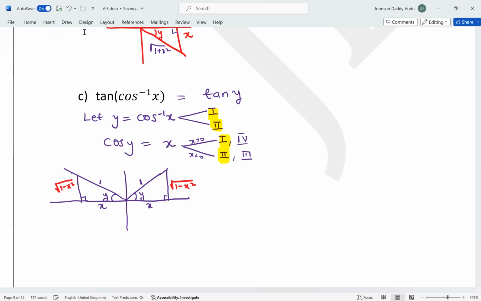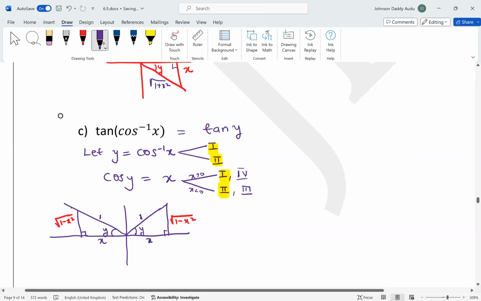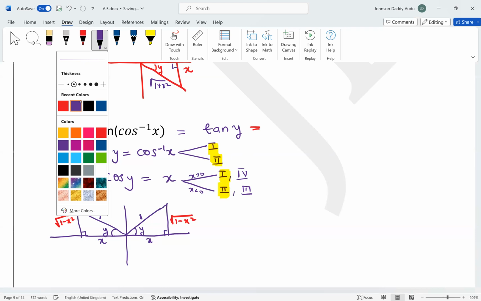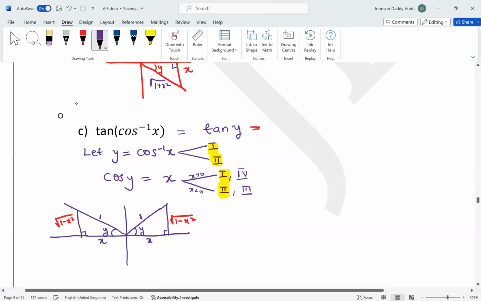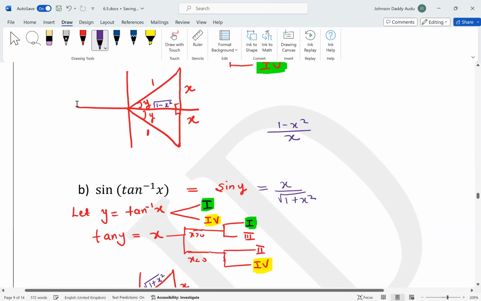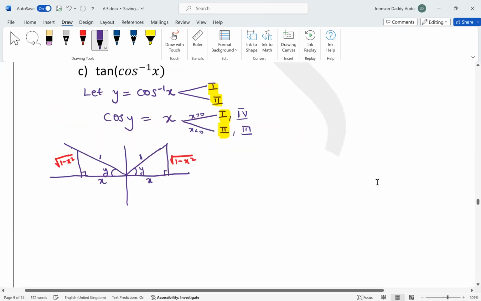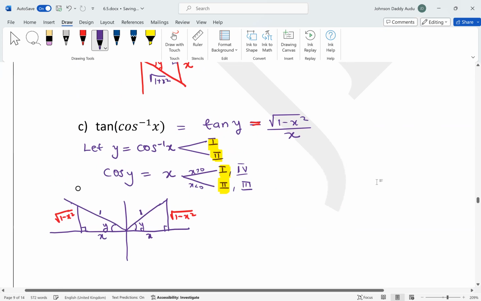So what is tan y then? We can get tan y easily. Tan y, remember tan is opposite over adjacent. So this will be the root of 1 minus x squared over what? Over x. Yes. Okay. So yes, the root of 1 minus x squared over x is the same thing as tan y.